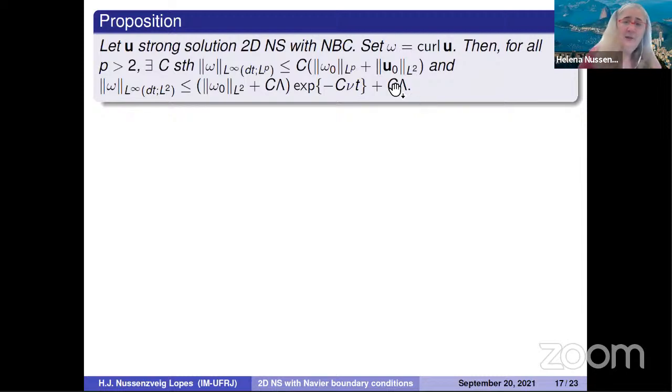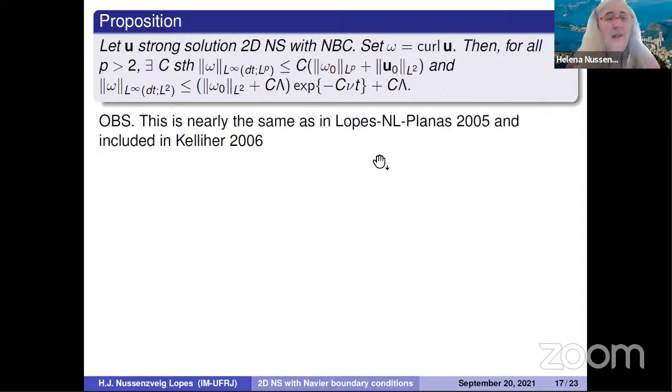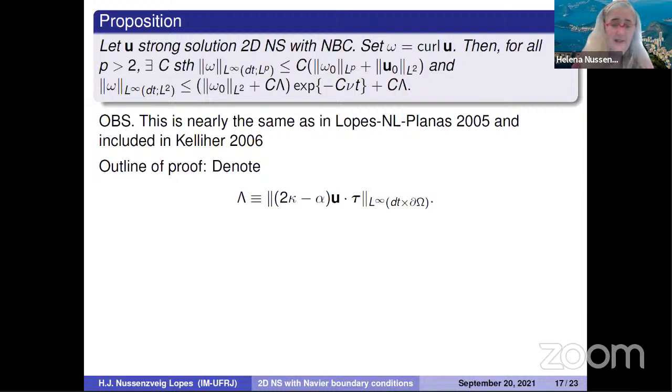Okay, so this was not present in the paper with Milton and Gabriela. This estimate here had been done only in the case of simply connected domains. Okay, and this was included in Jim Kelliher's thesis from 2006, I think, with the exception of the second estimate. I'm not sure though. Here's an outline of the proof because it's kind of cute. So lambda is the L infinity norm of 2 kappa minus alpha times the tangential velocity on the boundary. So it's L infinity in time and on the boundary.